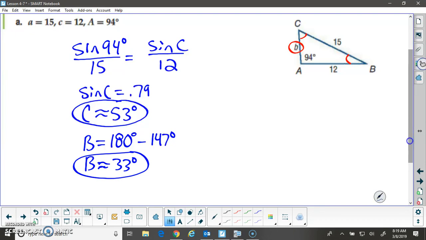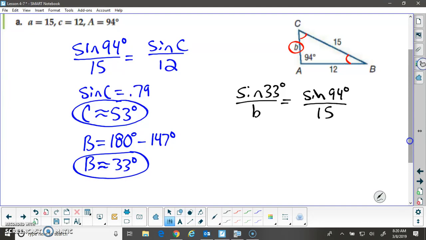Now we got to find our missing side length. So to find our missing side length, we take, let's see here, we're trying to find measure of angle B. No, we're trying to find length B. So we'll say the sine of 33 degrees over length B equals the sine of 94 degrees over 15.